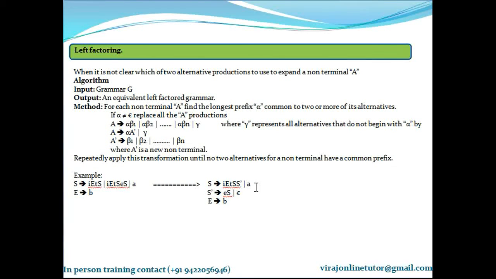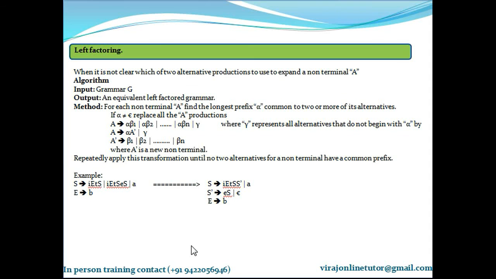So whatever is common, just write it once. So iEtS is common, so I wrote it once here. S gives iEtS, and whatever is uncommon, you write a new production for that. So what I did was I wrote iEtS once followed by S dash. S dash is a new non-terminal that I introduced. So what is the S dash? S dash is either eS or epsilon.